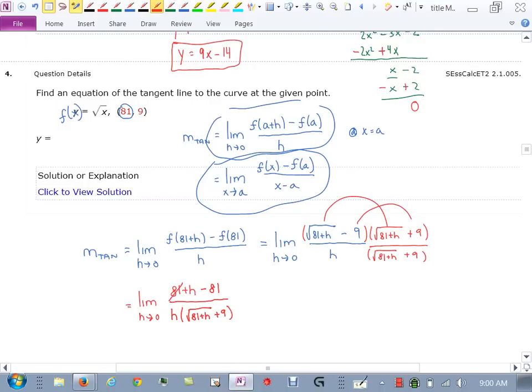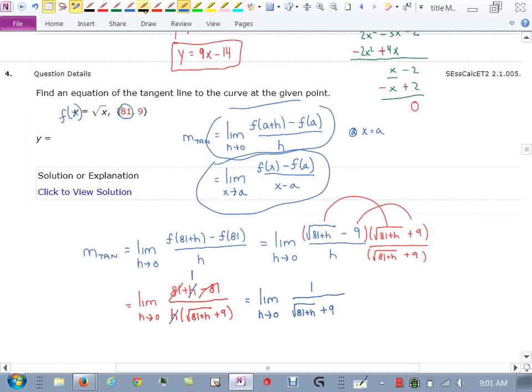And on the top, the 81s cancel, and all you're left with is an h. And that's important because the h up here will cancel with the h down there. I'm left with a 1 up here. So here's where I am. Limit as h approaches 0 of 1 over square root of 81 plus h, plus 9.